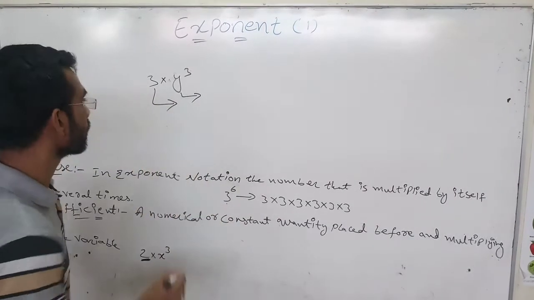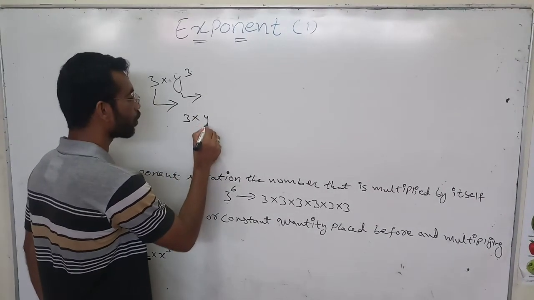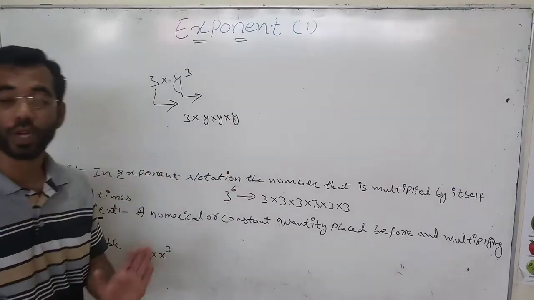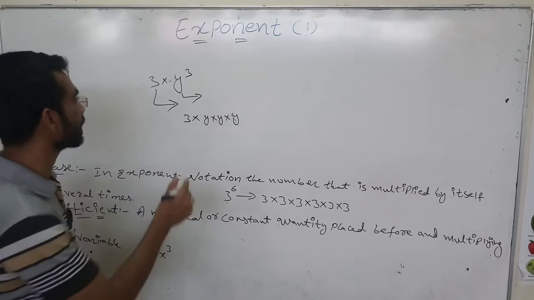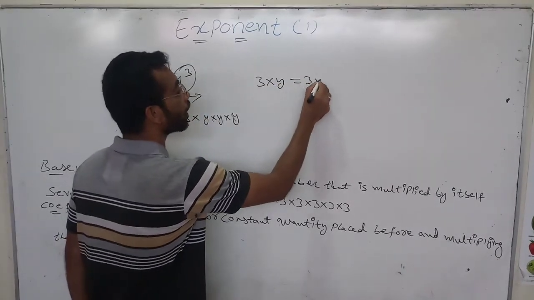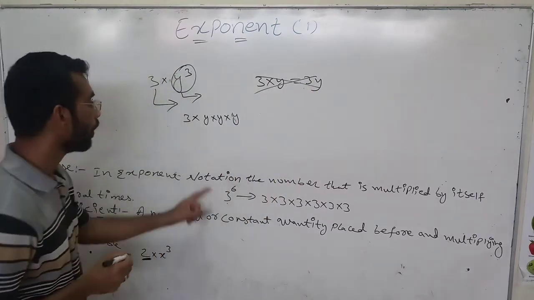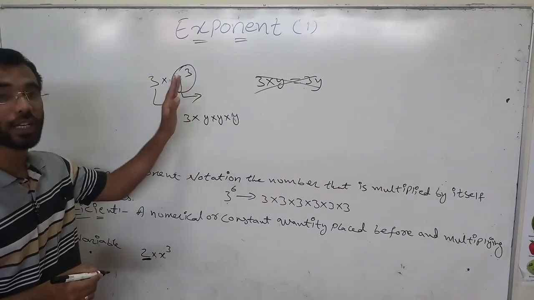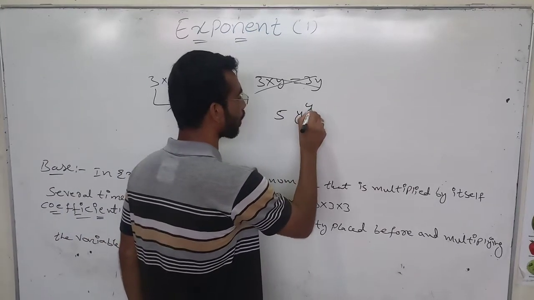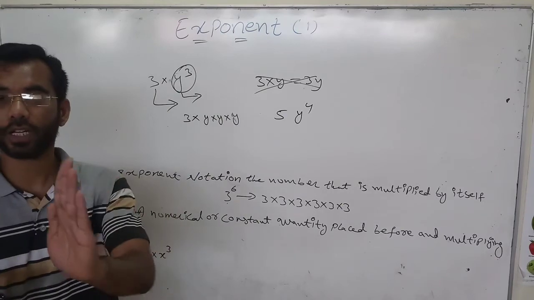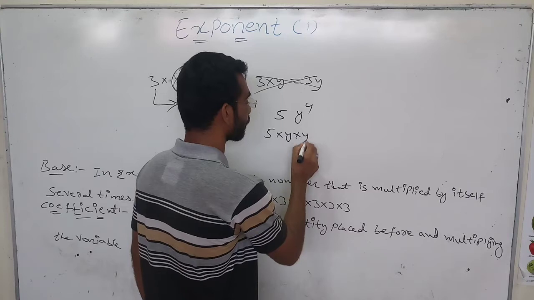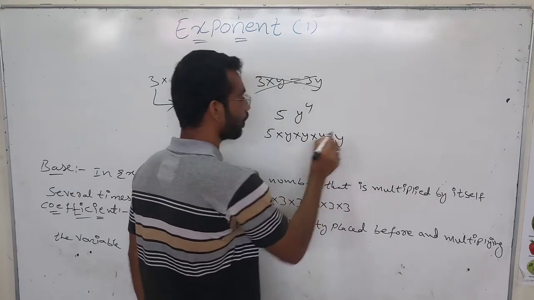That means this y should be written how many times? It should be written 3 times. Most of the students get confused and in the exam, if it is given like this, they will write 3 into y, that is 3y, but it is totally wrong. We should write y 3 times. If it is given 5y power of 4, y should be multiplied 4 times with the same y.